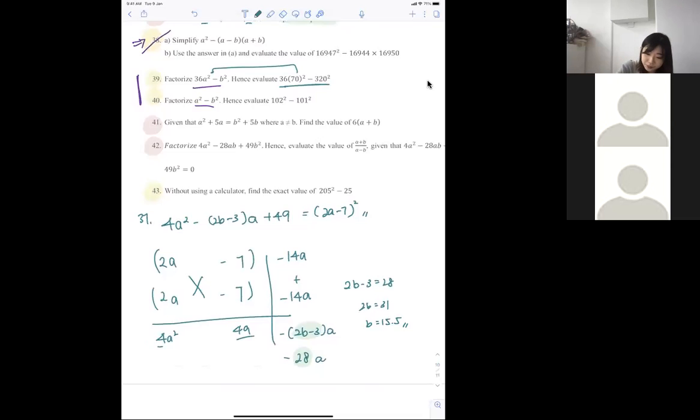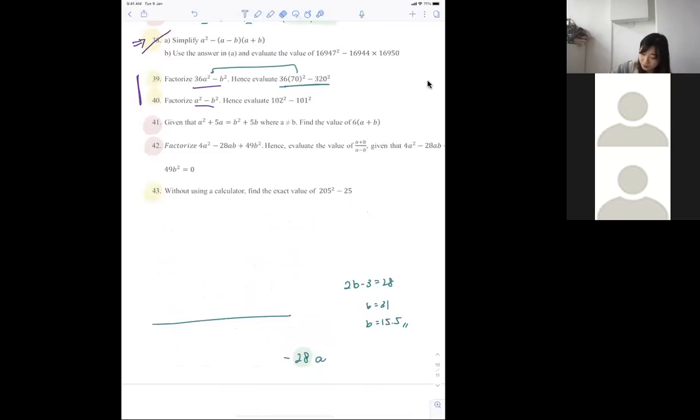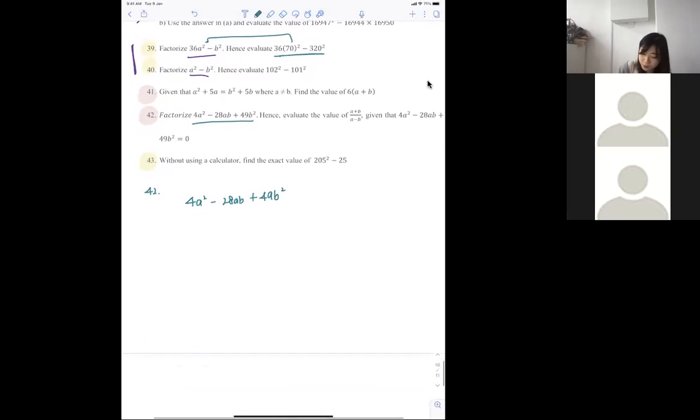All right. Okay, next one, let me erase. All right, okay, so question 42. We want to factorize 4a squared minus 28ab plus 49b squared. I'll do 41 later because 42 is very similar to 37. So this one you want to factorize, same thing, you draw your cross. 4a squared put here, the third term put here, the second term put here.